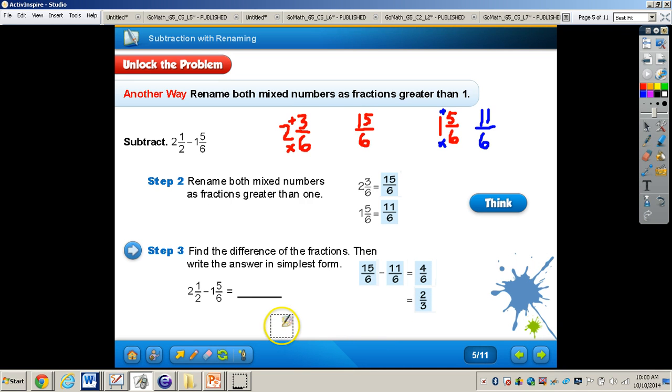Okay, then our final step, we take that 2 and 1/2 minus 1 and 5/6. We can see now equals 2/3. Okay, so what I did here, I just changed both. I found an equivalent or a common denominator, and then I changed both of those mixed numbers into improper fractions, and then I subtracted. So this is just another way to subtract mixed numbers when you need to rename.